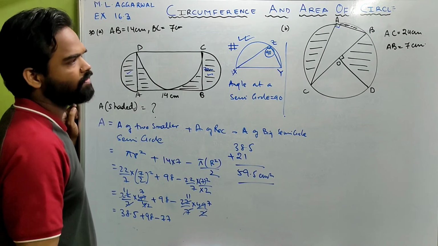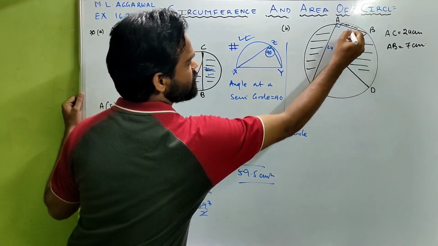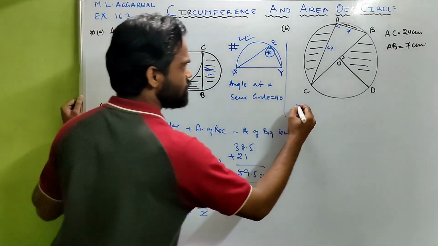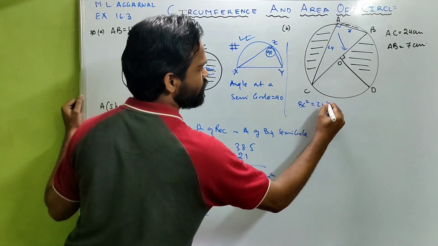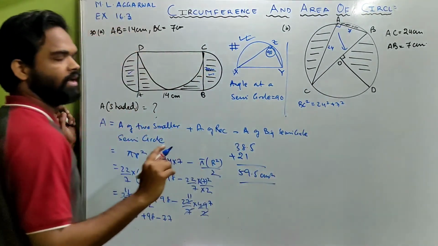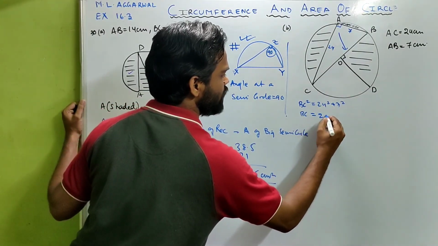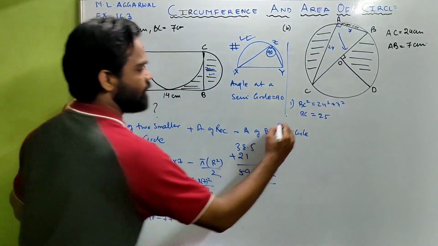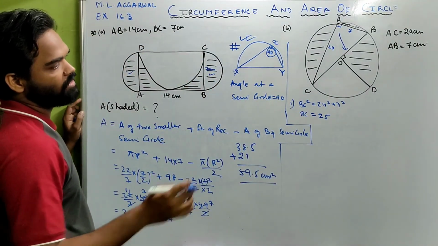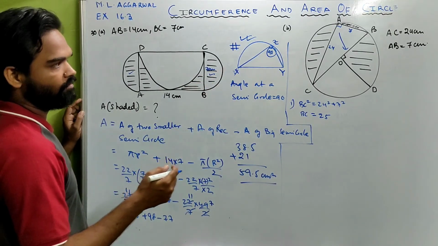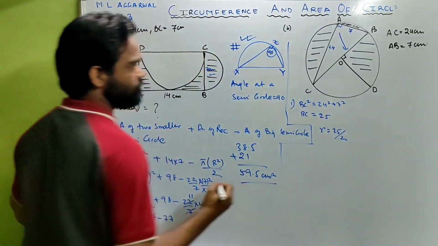So, now it's very easy. See, AC is 24, AB is 7. So we can get BC first. Of course, BC is the hypotenuse. So BC square is 24 square plus 7 square. If you add them, that's 625. So BC will be 25. No doubt in that. Once you got BC as 25, we know the radius will be 25 by 2.